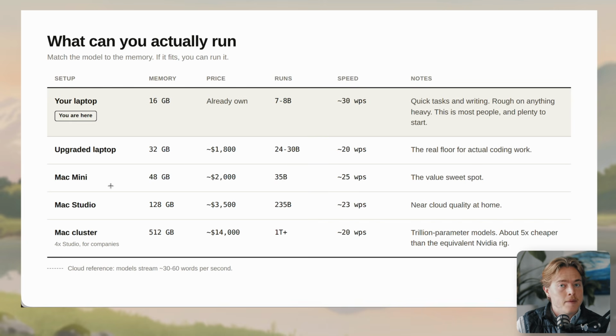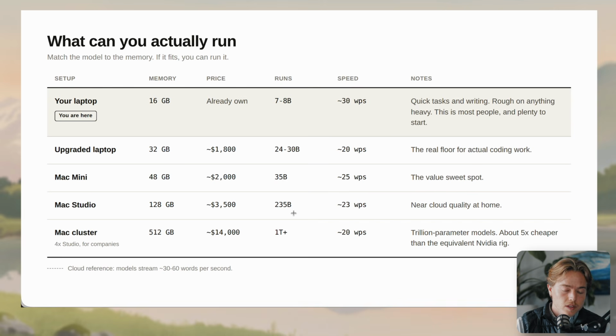Now, tons of people are buying Mac Minis. These are very popular right now. Say you spend $2,000 on that, you can run a 35 billion parameter model. This is kind of the value sweet spot if you really want to run things locally consistently. Then you could get a Mac Studio. That's the upgraded version of a Mac Mini, costing you $3,500 for 128 gigs of RAM. But now you can run 235 billion parameter models. So this is getting really big.